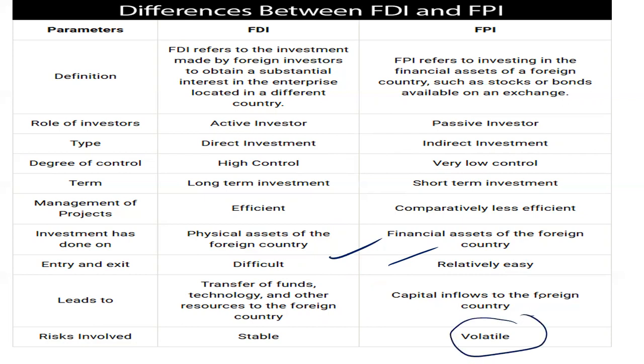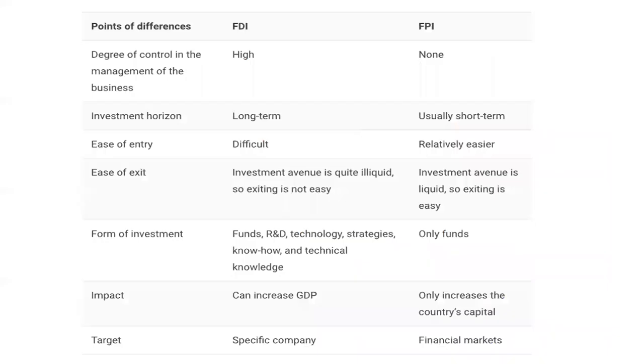Why? Because if the company gets liquidated, what will you do? Your whole money will be wasted. So investment in FPI has volatile risk, but FDI has stable risk because you are owning the control. Let's see if there are any separate points. So the control will be high in case of FDI and none in case of FPI.